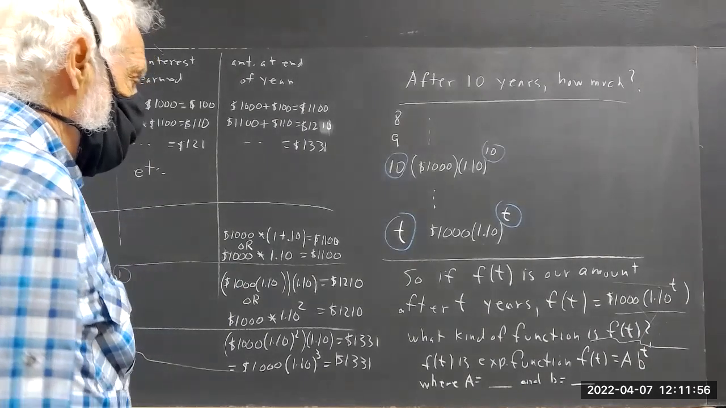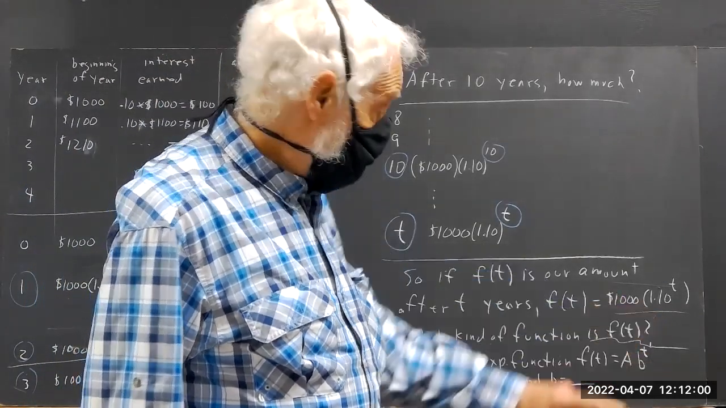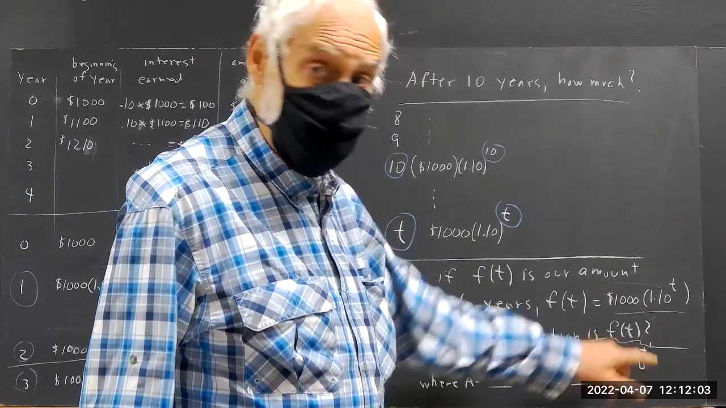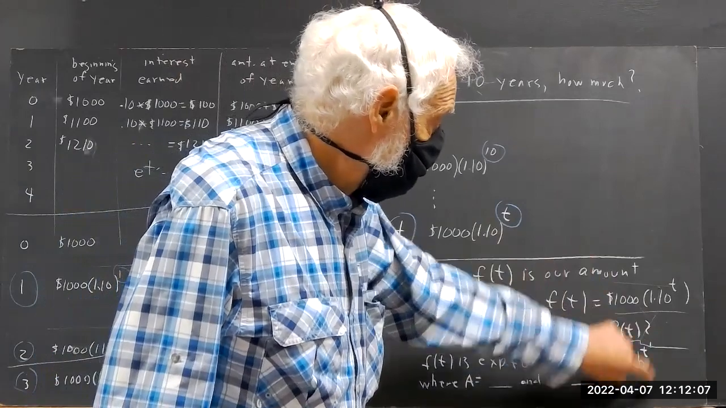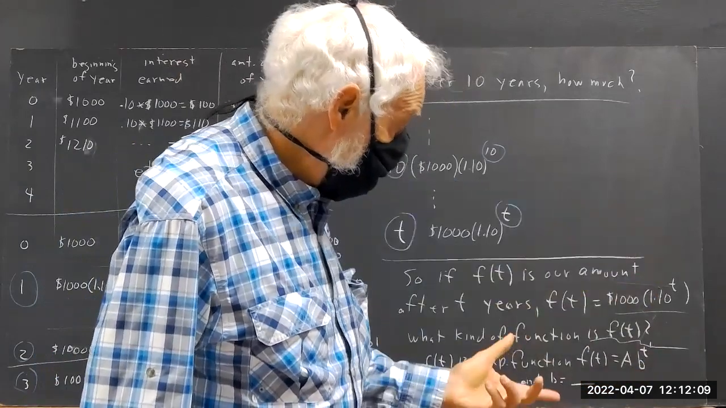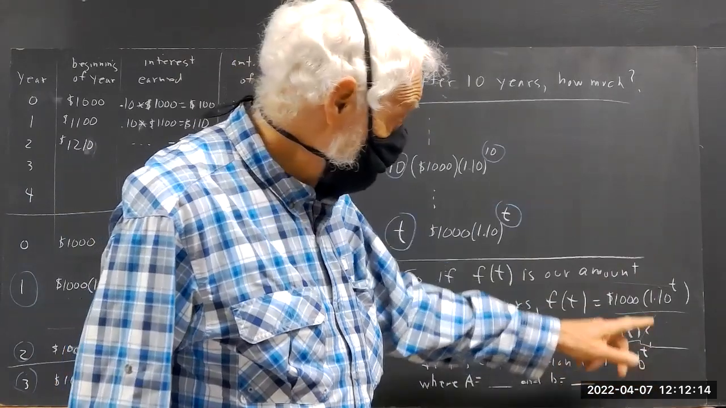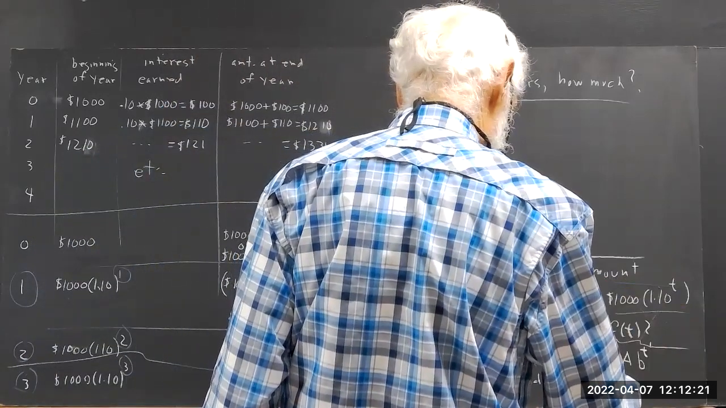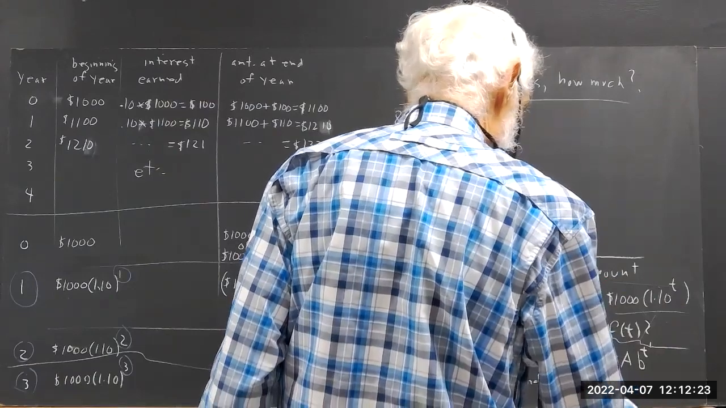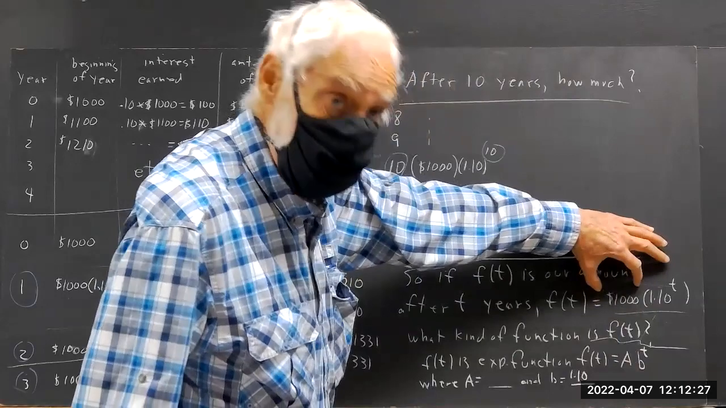Well, F of T is in the form F of T is A B to the T, and we identify A and B. Well, here it is and here it is. What's B? B is the thing that's raised to the T power. What's raised to the T power? 1.10. So B is 1.10. And A is the thing that's multiplied by B to the T, which is $1,000.